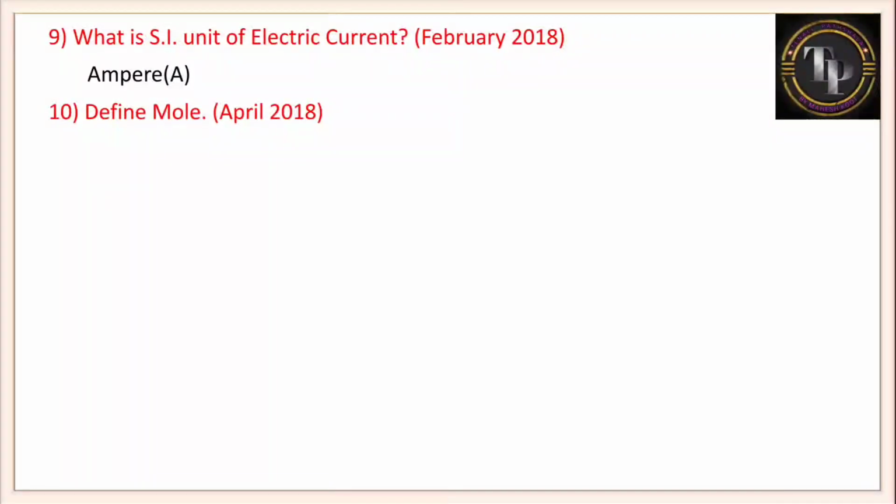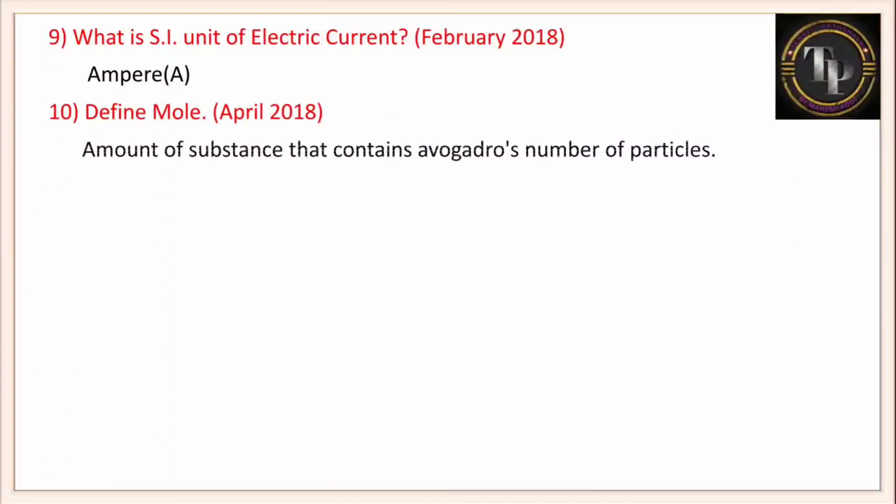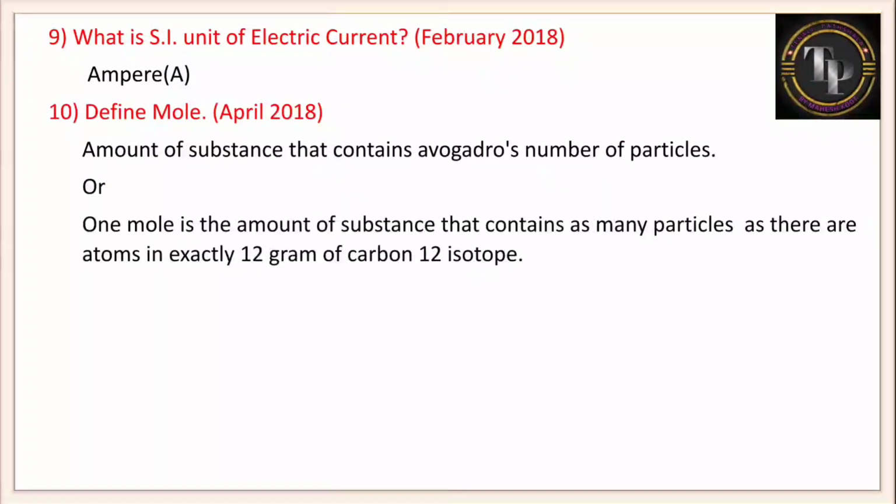Mole is the amount of substance that contains Avogadro's number of particles. In other words, mole is the amount of substance that contains as many particles as there are atoms in exactly 12 gram of carbon-12 isotope. Meaning, in 12 gram of carbon-12 isotope, Avogadro's number of particles are there. That means 1 mole is nothing but the amount of substance that contains Avogadro's number, 6.023 into 10 power 23.